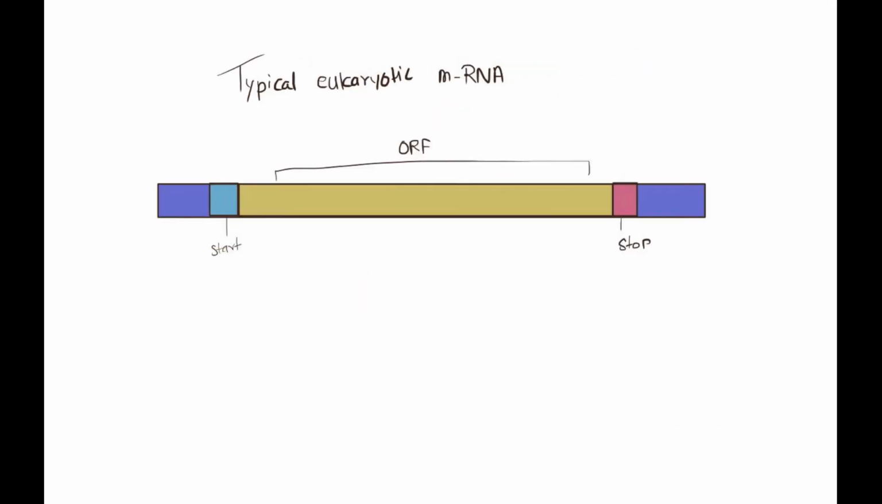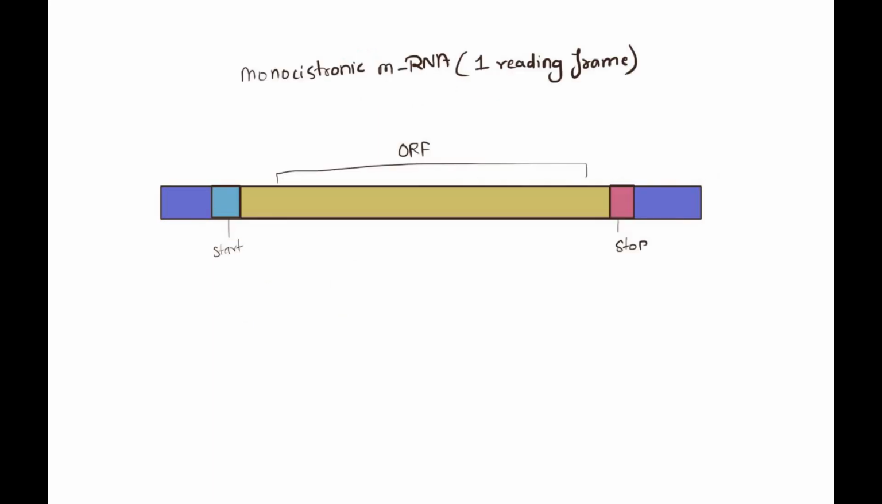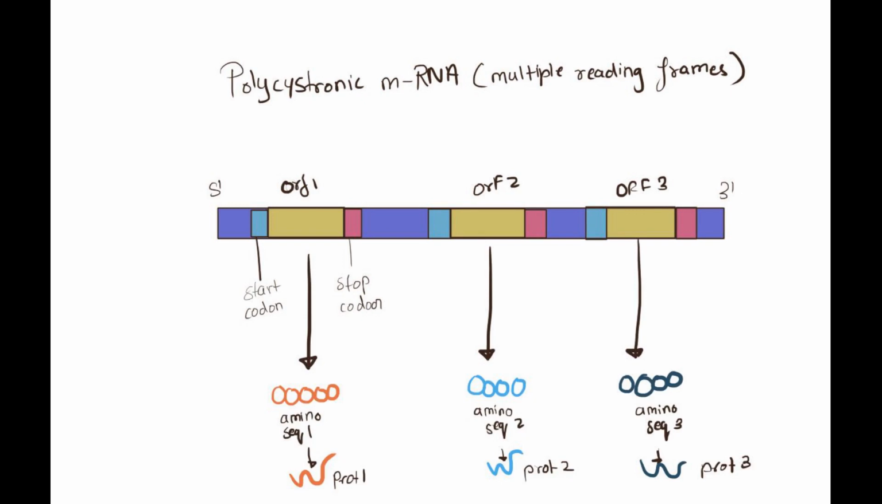Usually in the case of eukaryotes, we have one open reading frame, and in the case of prokaryotes, we have multiple open reading frames. This is because an RNA molecule can be monocistronic, as in the eukaryotes, and polycistronic in the case of prokaryotes. Polycistronic types of mRNA have this inherent ability to translate many different proteins from one single mRNA molecule.